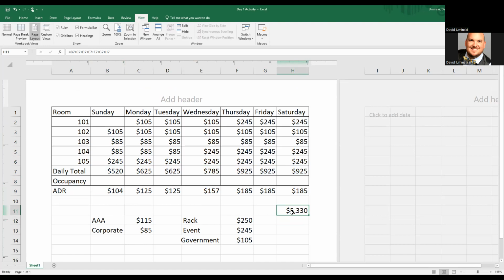Number 7 was the government rate checking in on Sunday for 7 nights. So the rate is the government for 105. And then 11 is the corporate rate checking in Friday for 2 nights. Friday for 2 nights, that's the corporate rate of 85. You're welcome.